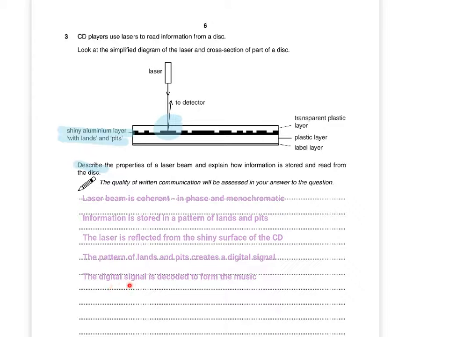The digital signal is then decoded by the CD player, and of course it's transformed back into the music. It then creates an analog electrical signal, and that analog electrical signal is a copy, or analog, of the original music.